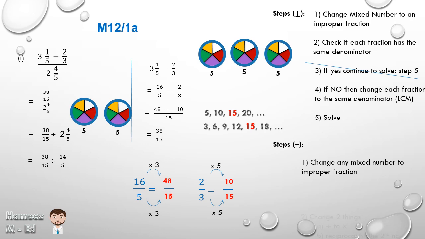Now when we've reached this stage, we look at step 2. Let's change 2 things: the division to multiplication and find the reciprocal of the second number. As such, that will give us 38 over 15 times 5 over 14. If we reduce 5 into 5, 1, 5 into 15, 3, 2 into 14, 7, 2 into 38, 19. So the top is 19 times 1, the numerator is 19, and the base, it will be 3 times 7, which is equal to 21. So our solution is 19 over 21.